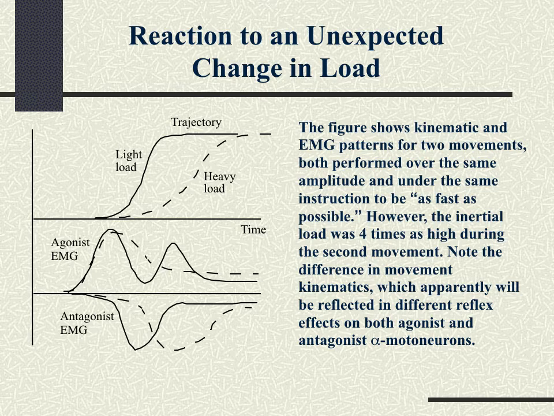All right, so we're being asked to imagine that a person is using the same brain signal to control two movements. But during the second movement, the load unexpectedly increases by 4 times. So we've gone from 20 pounds to 80 pounds.